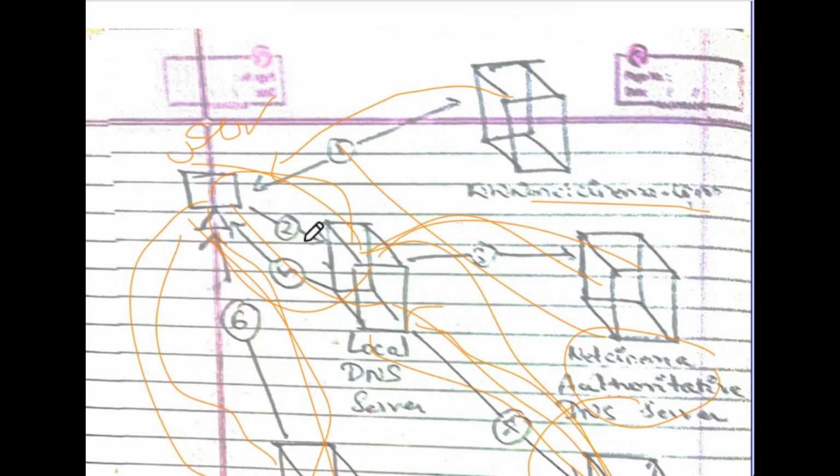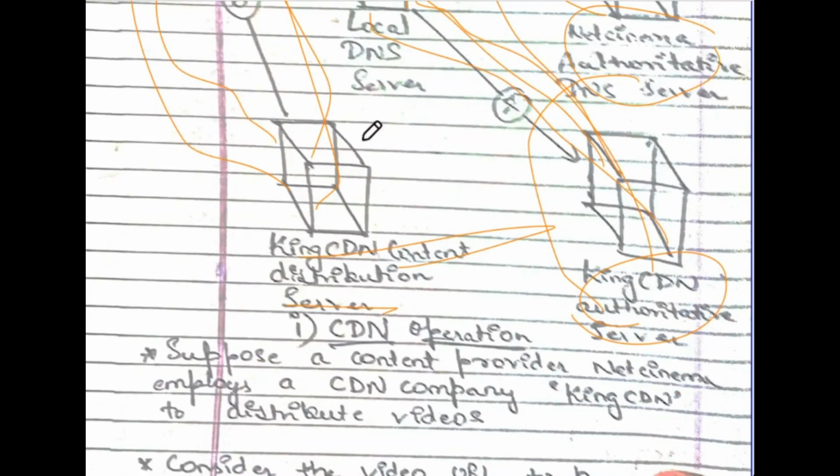Then, the last step: with the IP address, the user contacts the King CDN content distribution server. This is the place where the video is present, so it returns the video the user has asked for. To reach here, these are all the steps we have to follow.